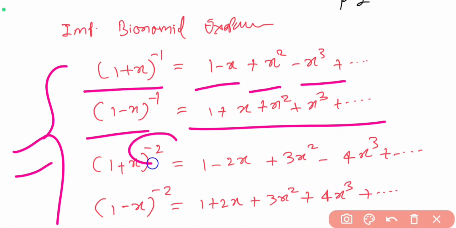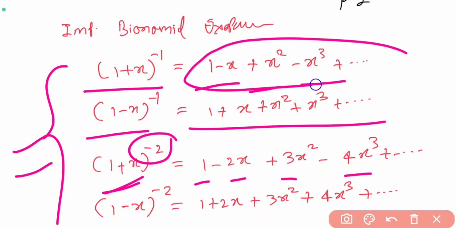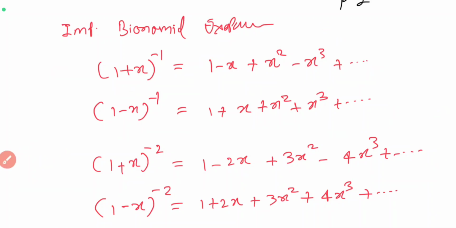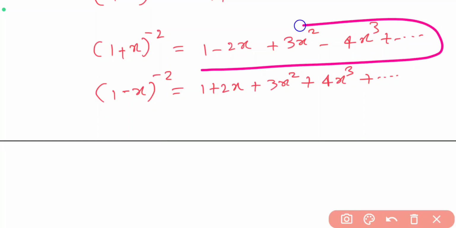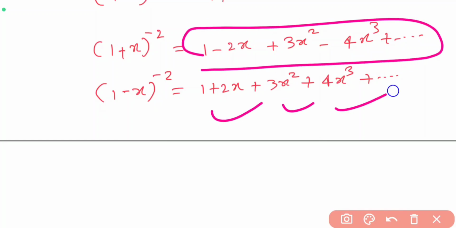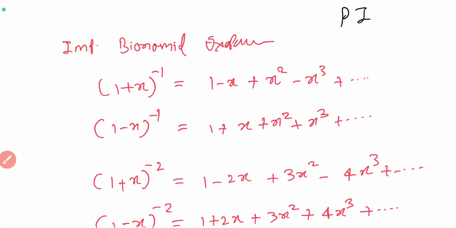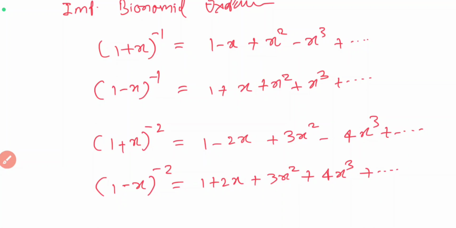If you have a minus sign, then everything will be positive. If you have power minus 2 with a plus sign inside, then 1 2 3 4 will come in every term. It means whatever answer is here, you just multiply by 1 2 3 4 like that, and you'll get this answer. And if you have 1 minus x power minus 2, then all the signs will become positive and you'll get this result. Just note down all these 4 important binomial expansions and then go for lecture number 27.